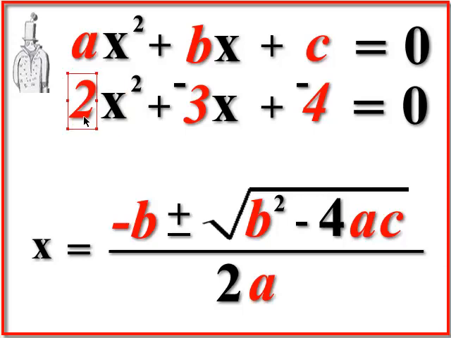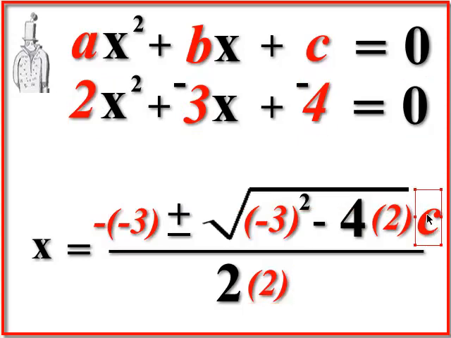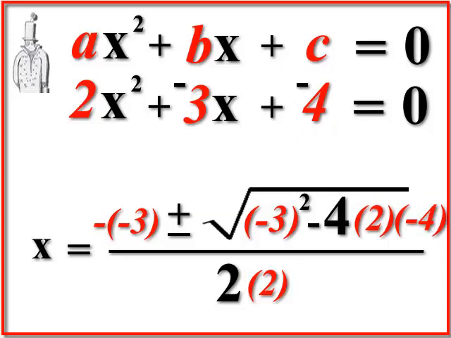Now we're ready to substitute. Our A is 2, our B is negative 3, our C is negative 4. So every time we see a B, we're going to replace it with negative 3. Every time we see a C, we're going to replace it with negative 4. Every time we see an A, we're going to replace it with 2. Okay, so we're just replacing as we go. And then every time we see a C, we're going to do a negative 4. But you see the trick there.